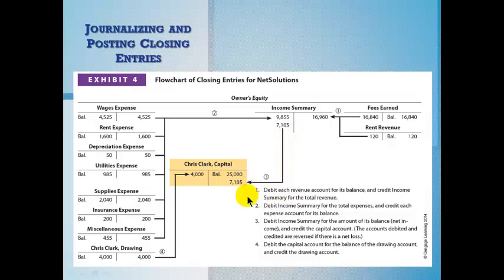We're showing down here the 4 steps in this closing process. The first is to debit each revenue account for its balance and credit income summary. And then you debit income summary for the expenses and credit each of the expense accounts. And then, as we talked about, debit income summary for the amount of its balance, which will be net income, assuming revenues exceeded expenses. And then that will get closed out to owner's equity, owner's capital.